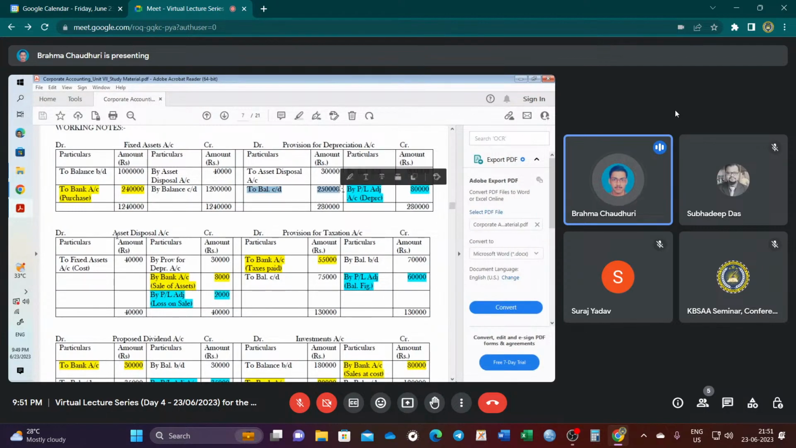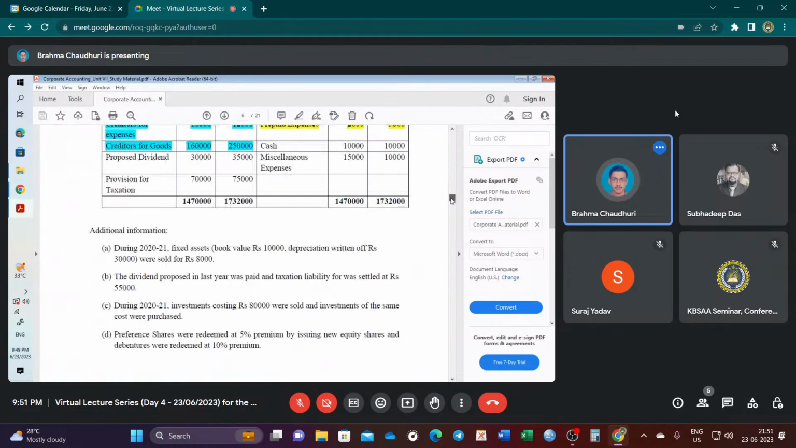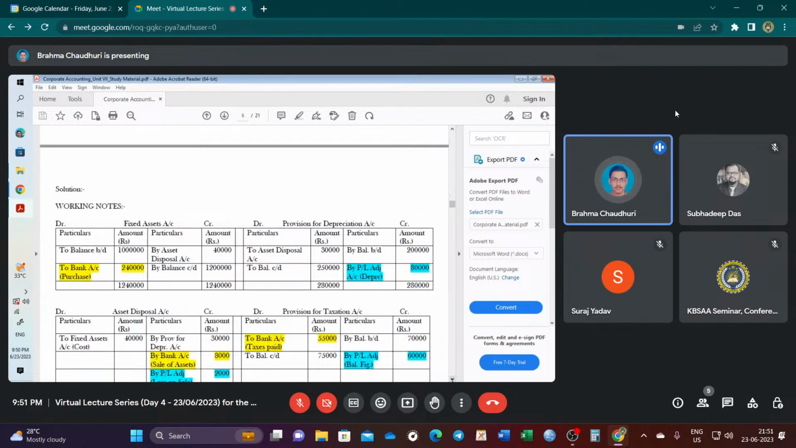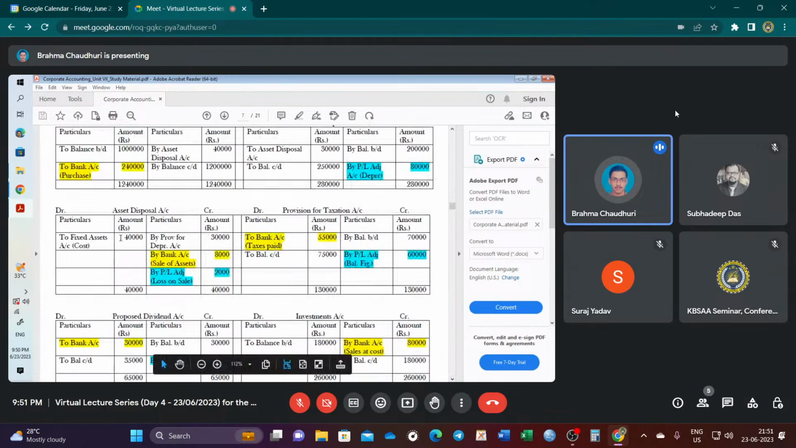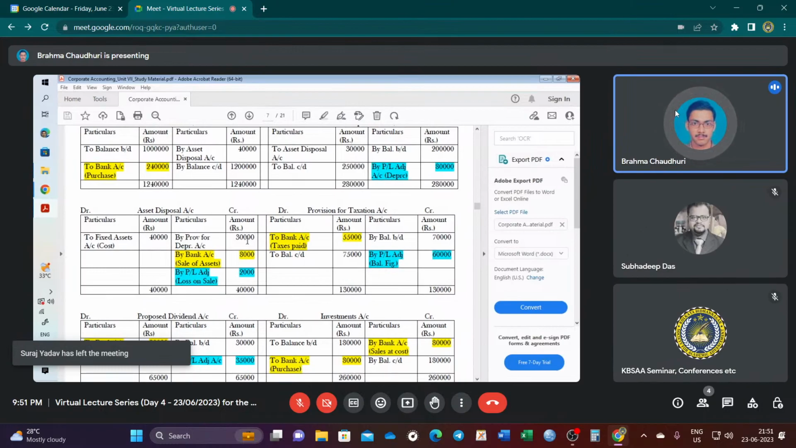Now we are also preparing one asset disposal account. What is the asset disposal account? We are stated in this problem that book value of the fixed assets is 10,000 and depreciation written off is 30,000. So the original cost of the asset was 10,000 plus 30,000, 40,000. In the asset disposal account, we will write to fixed assets account, cost of the asset 40,000, by provision for depreciation account 30,000.